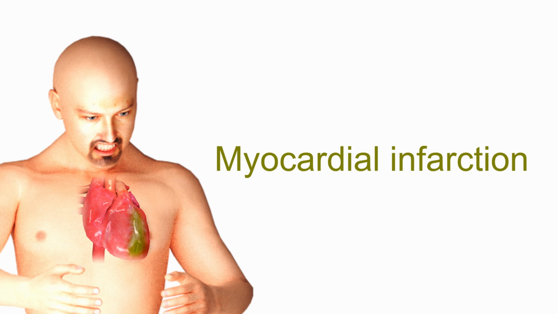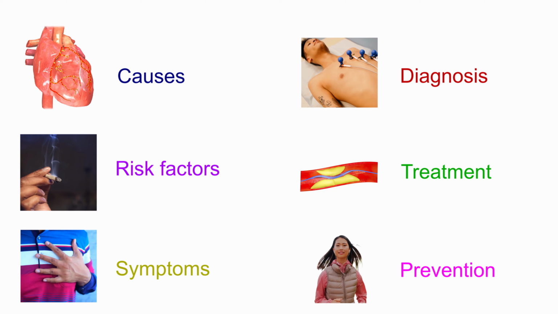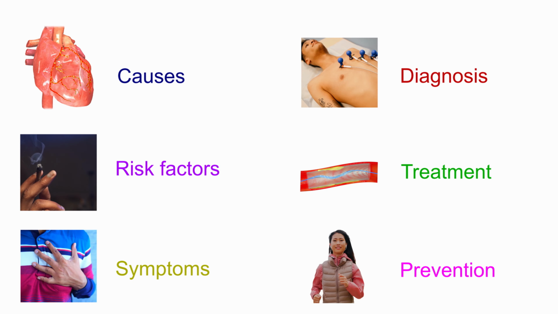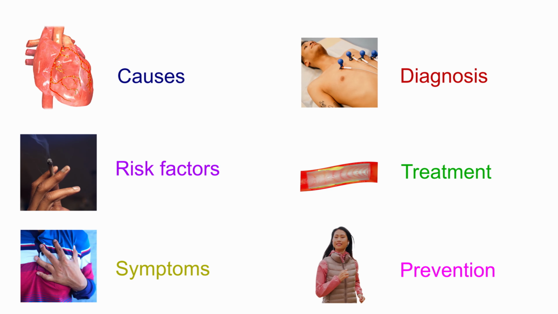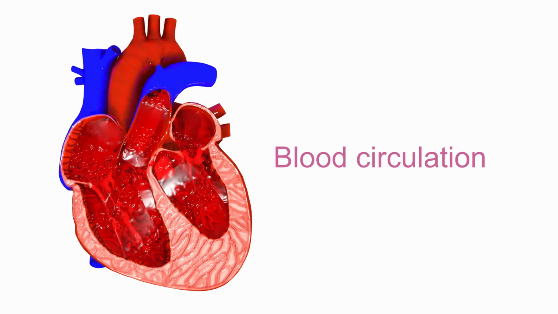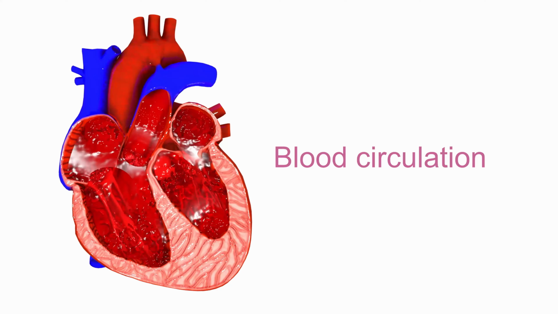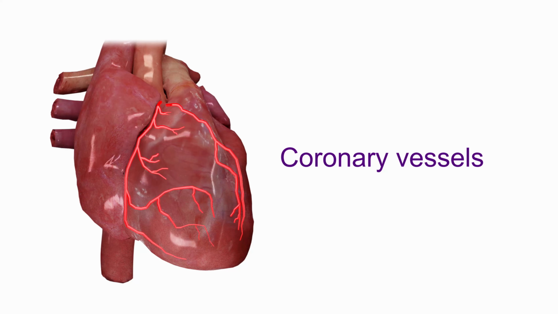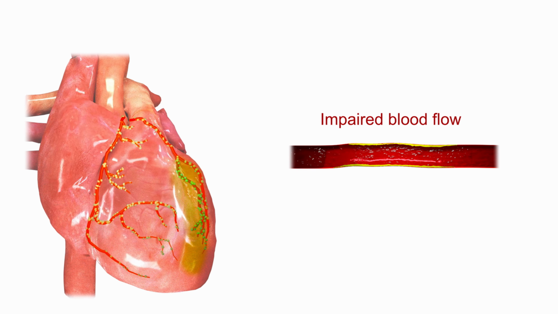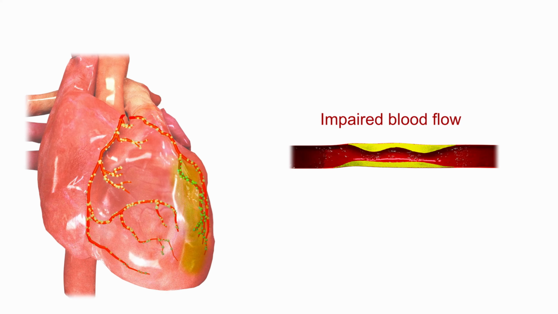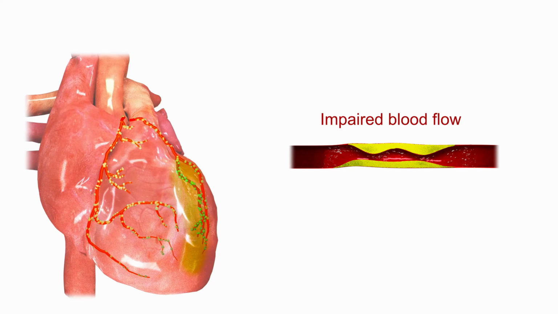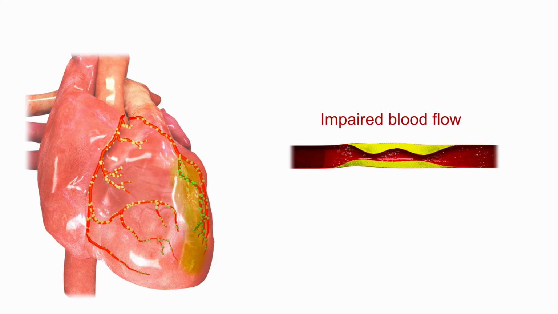This presentation aims to help you understand myocardial infarction, commonly known as a heart attack, its causes, symptoms, risk factors, diagnosis, treatment, and prevention. The heart is responsible for constantly pumping blood to the body organs to deliver nutrients and oxygen. Blood supply to the heart occurs via the coronary vessels. Myocardial infarction is a medical term used to describe the death of heart muscle tissue due to a lack of blood flow to the heart.